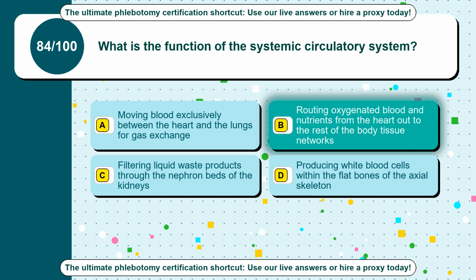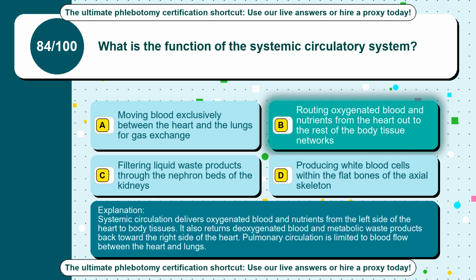The correct answer is option B. Routing oxygenated blood and nutrients from the heart out to the rest of the body tissue networks. Systemic circulation delivers oxygenated blood and nutrients from the left side of the heart to body tissues. It also returns deoxygenated blood and metabolic waste products back toward the right side of the heart. Pulmonary circulation is limited to blood flow between the heart and lungs.